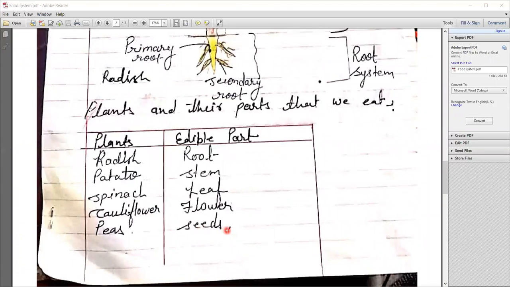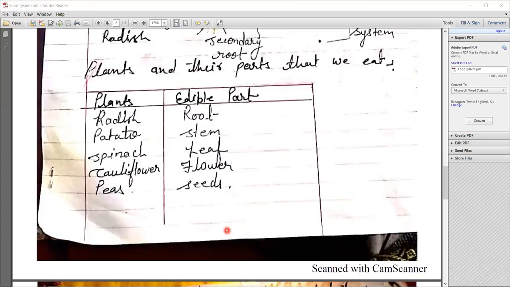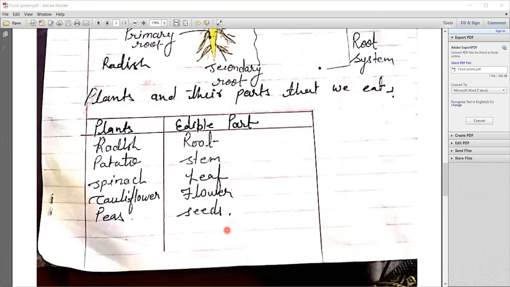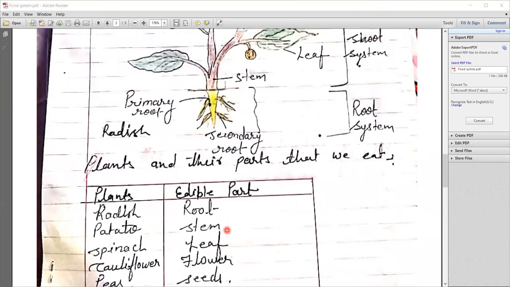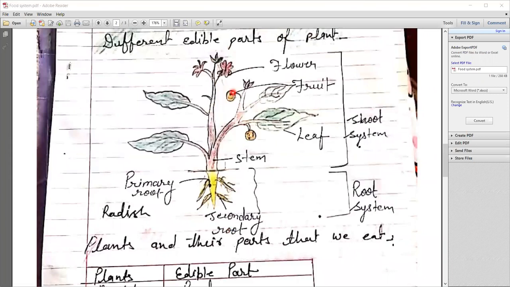There are some fruits also, like brinjal, tomato. They are the fruit parts of plants which we eat as vegetables. There are some fruits which are eaten as fruits, like apple, banana, papaya. They are the fruits of plants which we use as fruits. But there are some fruits of plants like brinjal, chili, ladyfinger. They are the fruit parts of plants which we use as vegetables.